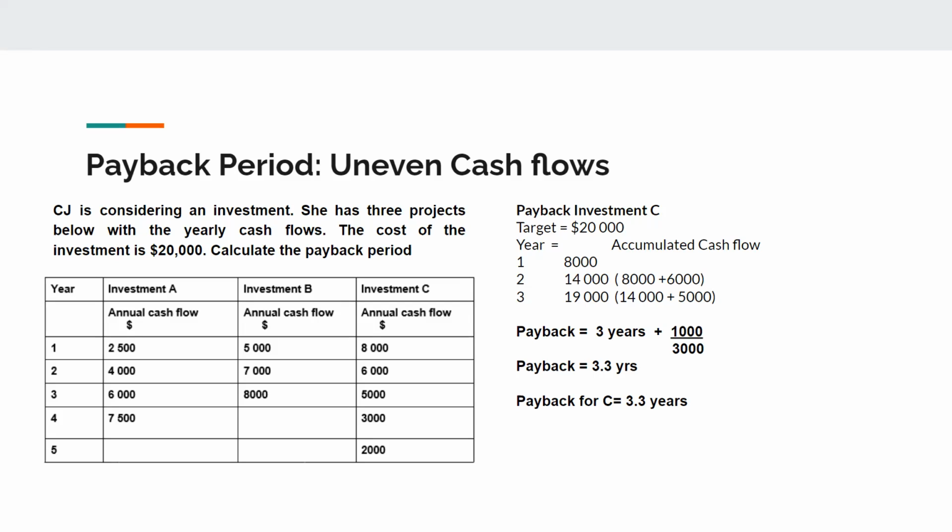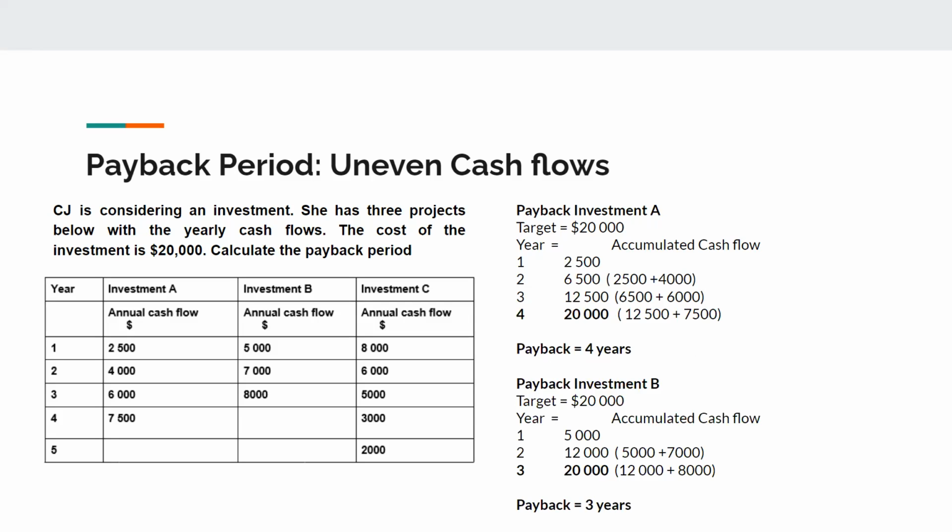Now, what do you do in an instance like this? This would be the only difficult calculation for payback period. The extra $1,000 is a fraction of the cash flow for the following year, year 4, right? So it's 1,000 out of the 3,000. So the payback period is 3 years, because we already recouped $19,000, plus a third of the following period, right? I'm using a third here because 1,000 over 3,000 is going to give me a third. So the payback period for investment C is 3.3 years, right?